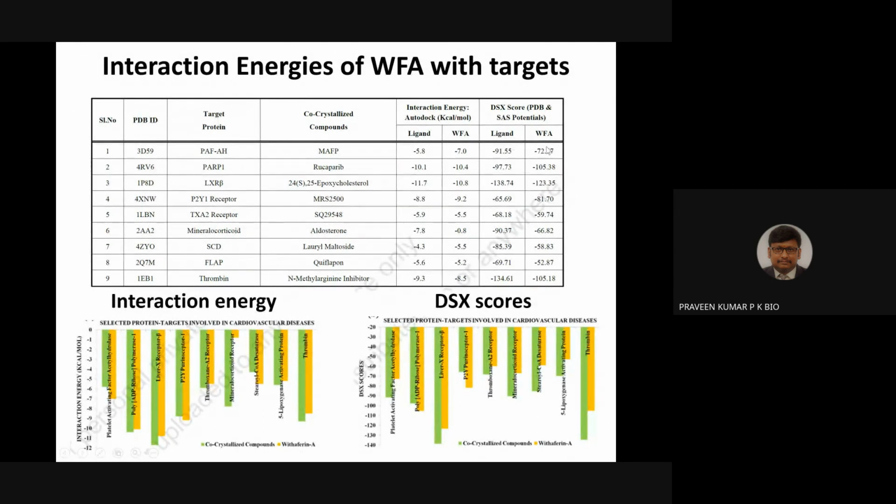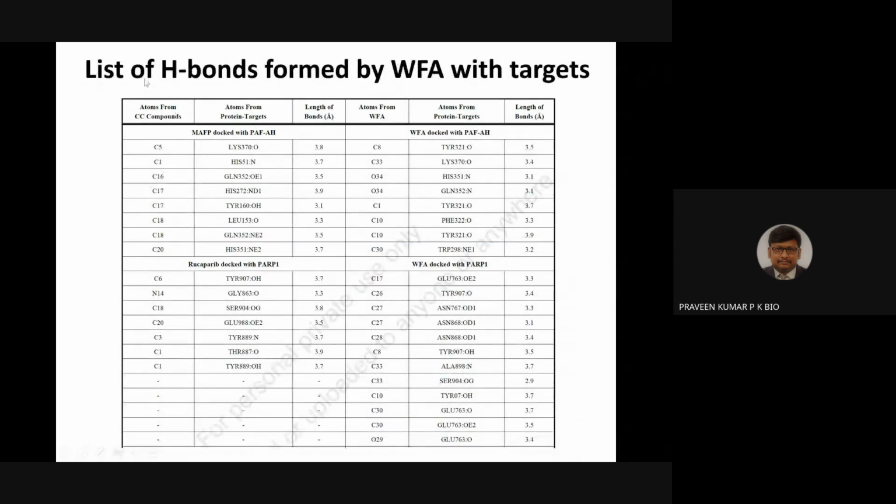I've just compared both the ligand and Withaferin A. So the interaction energies I got for each and every receptor, I compared the control drug with the Withaferin A, and similarly the DSX scores. And also in the second table, I drew data with the atoms from the compounds, the atoms from protein targets. I also found the length of bonds, and atoms from WFA, atoms from protein targets, and length of bonds.